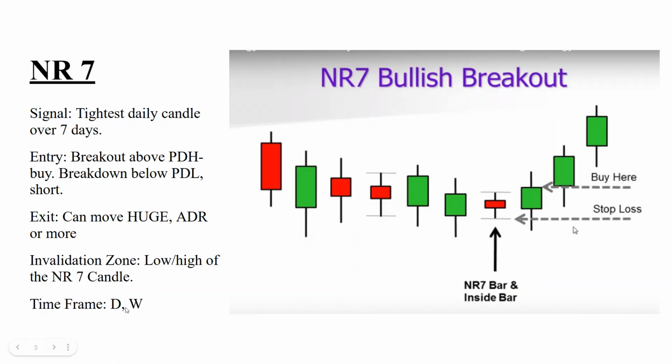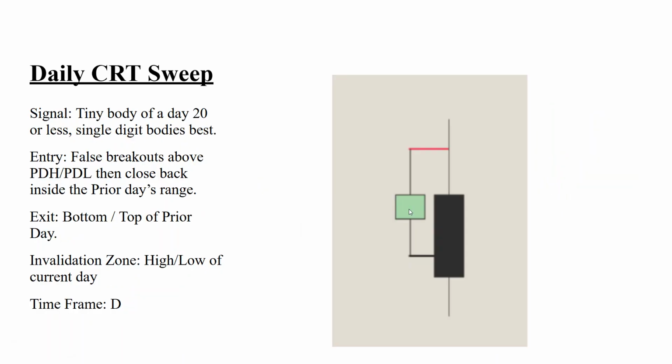The time frame this is best traded on is the daily, but you can also look at the weekly as well. I wouldn't necessarily recommend that though. I would recommend sticking with the daily time frame for NR7. And last but not least, the CRT daily sweep.